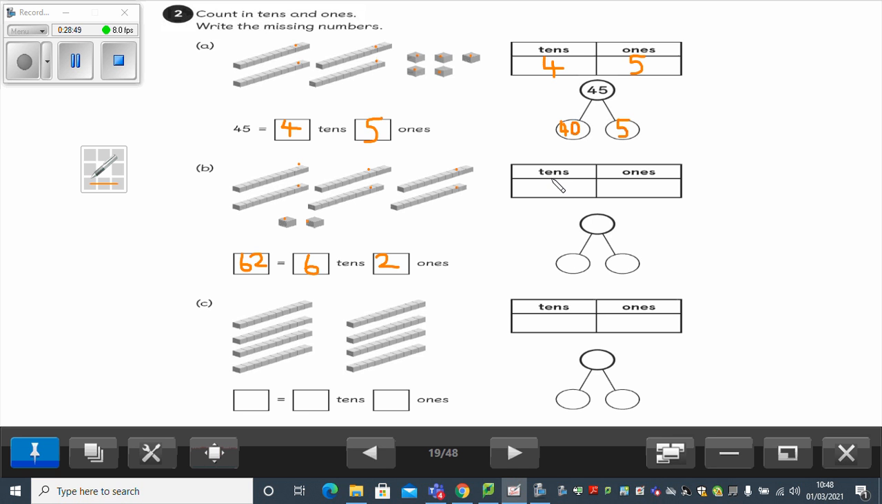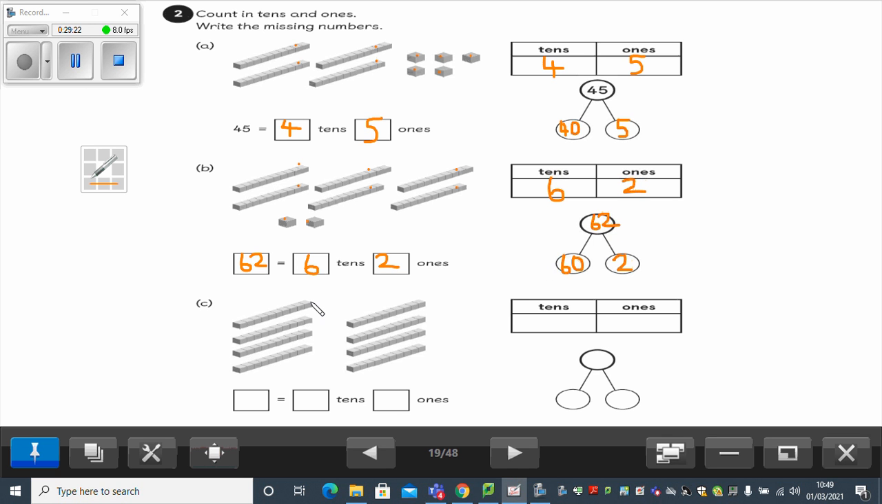So let's complete that on our place value chart. 6 10s and 2 1s. So our whole number here is 62. And as we've just counted, the 6 10s has the value of 60 and 2 1s has a value of 2. So 60 and 2 equals 62.